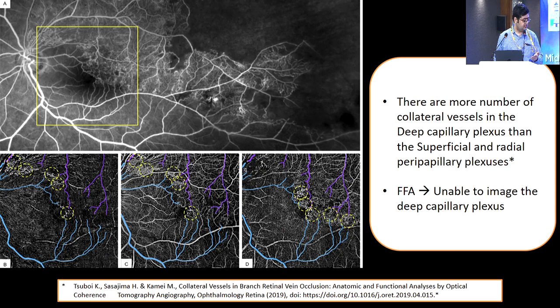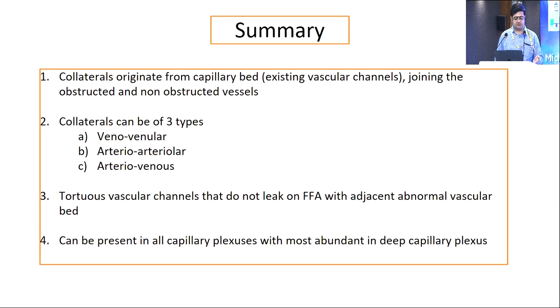It is known that the collaterals are more present in the deeper vascular plexuses than the superficial vascular plexus, and an angiogram has its inherent limitation in visualizing the deeper capillary plexuses, and OCTA helps us in this. So to summarize, collaterals can originate from the existing capillary vascular bed. They are of three types: venovenular, arterioarteriolar, and arteriovenous, and they are vascular channels that do not leak on FFA, and they can be present in all capillary plexuses but are most abundant in the deeper capillary plexuses.